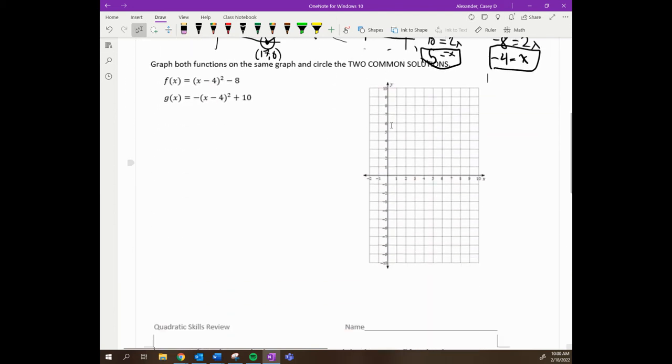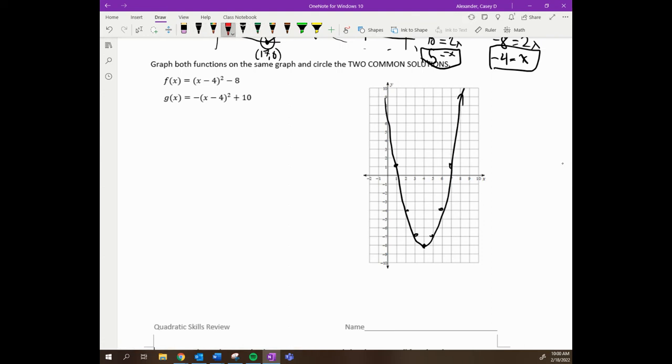Then on the back, I had originally planned to do more with this, but if you were able to graph these, then you're in very good shape. The vertex of f of x is at positive 4, negative 8, and then it opens up. And so hopefully your graph looks about like this. And so there's one parabola, okay?